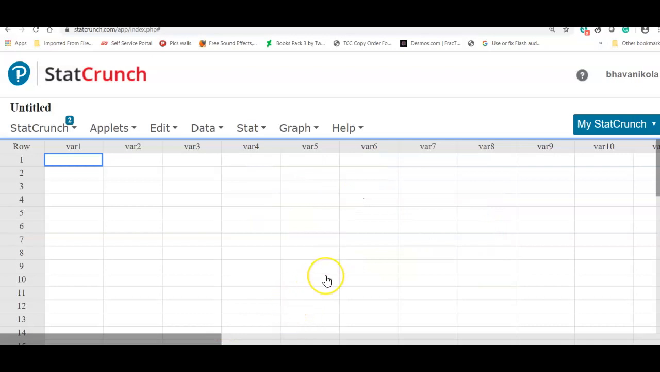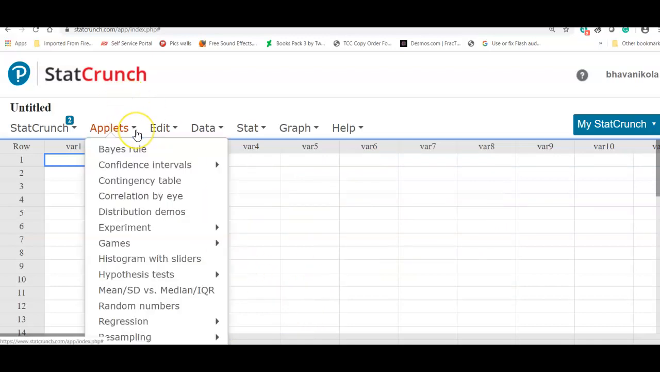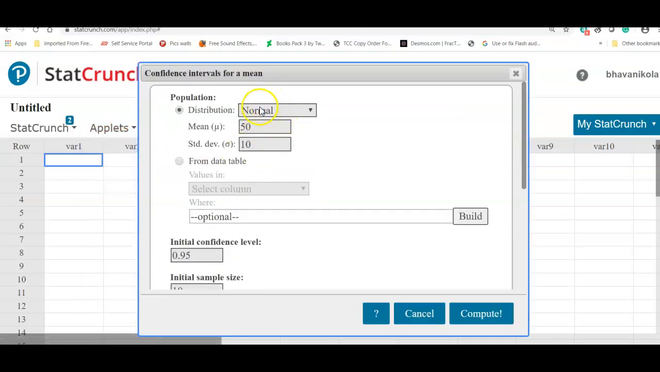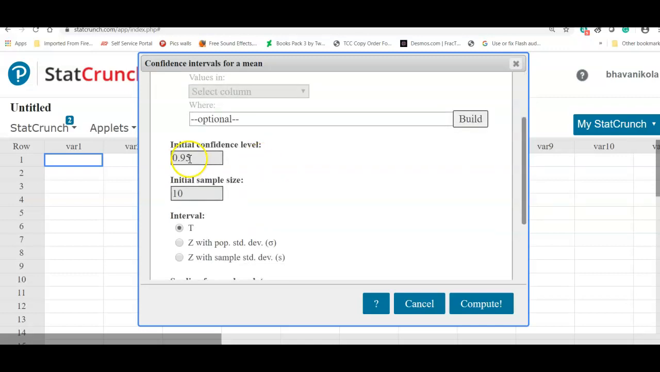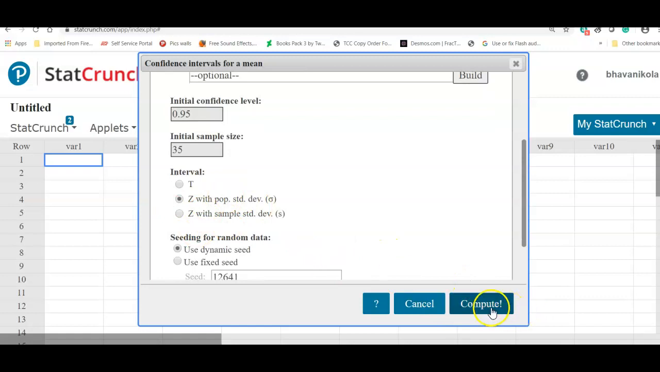Remember, I will not be asking you to show any of this in your test, but it's always nice to know what it means. So I'm going to go ahead and pick confidence interval here. Remember, the majority of our distributions are normal distributions. I'm going to keep a mean of 50. The population mean is 50 and the population standard deviation is 10. Be very careful with the notations here. And I want to say I am 95% confident and I am going to take a sample size of 35. You don't need to know any of that, and I'm going to go ahead and compute.